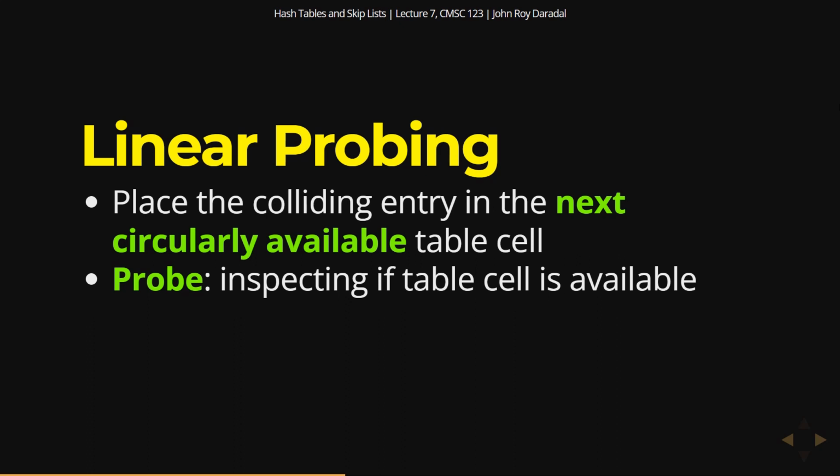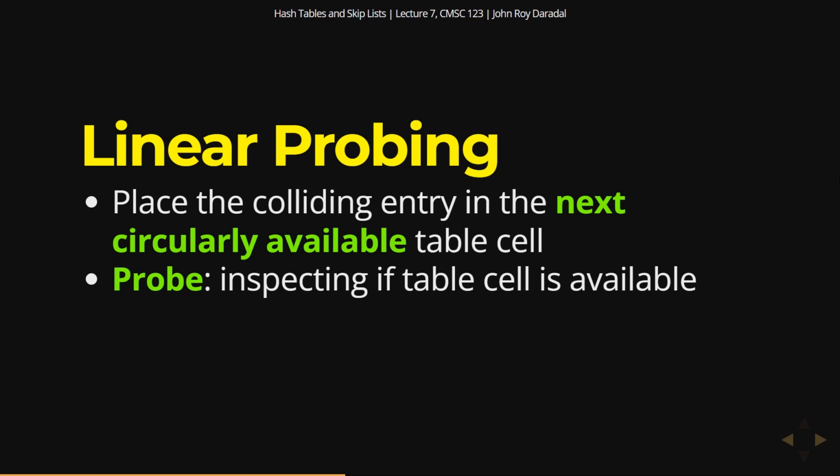So if this cell is available, then you can insert it there. But if it's not available, then look for the next one. Okay, and take note that it's circularly available. So we've already seen the concept of circular arrays, wherein if we reach the end of the array, we can go back to the start and continue searching from there. Okay, so that's the probe part.